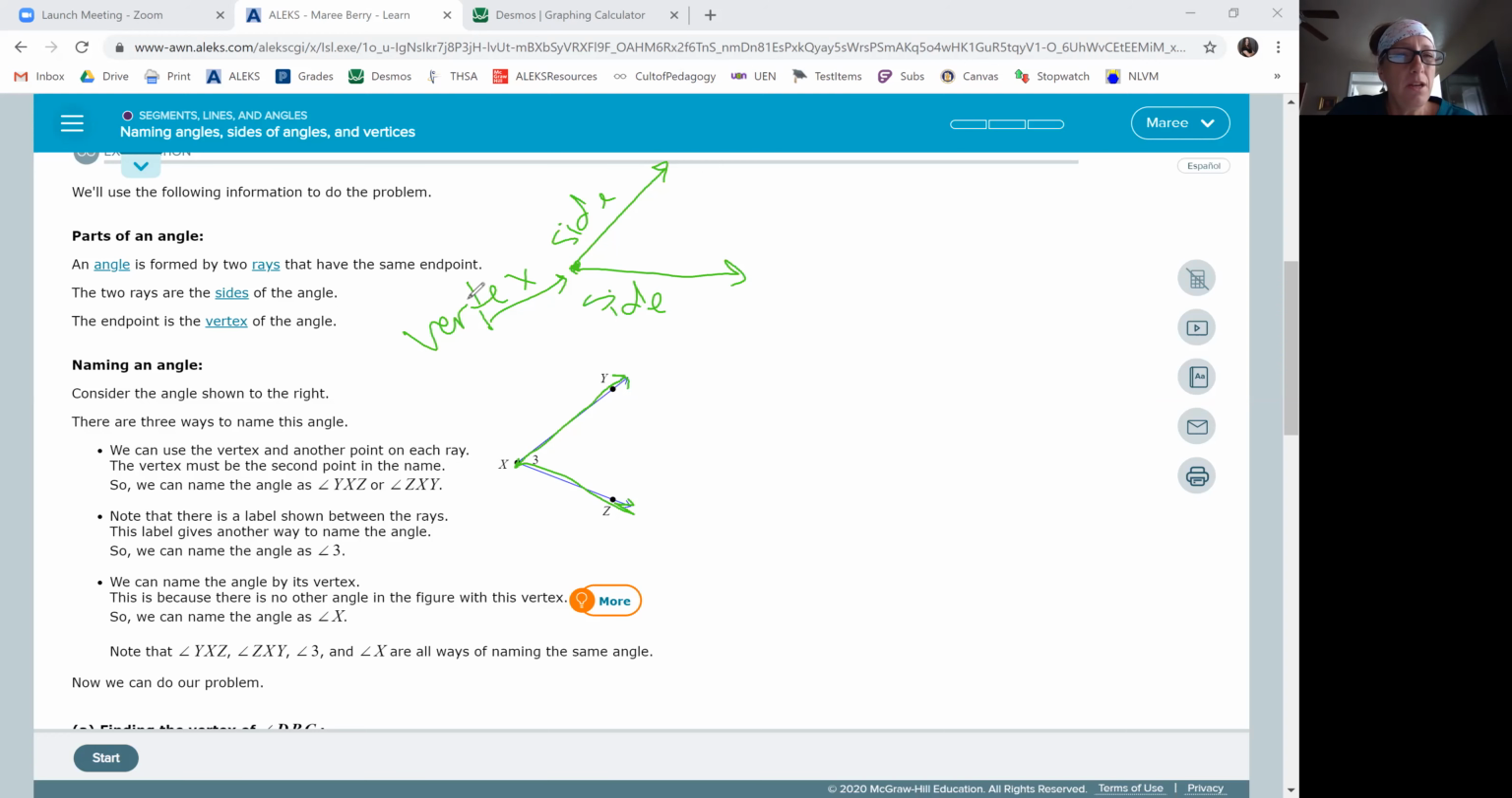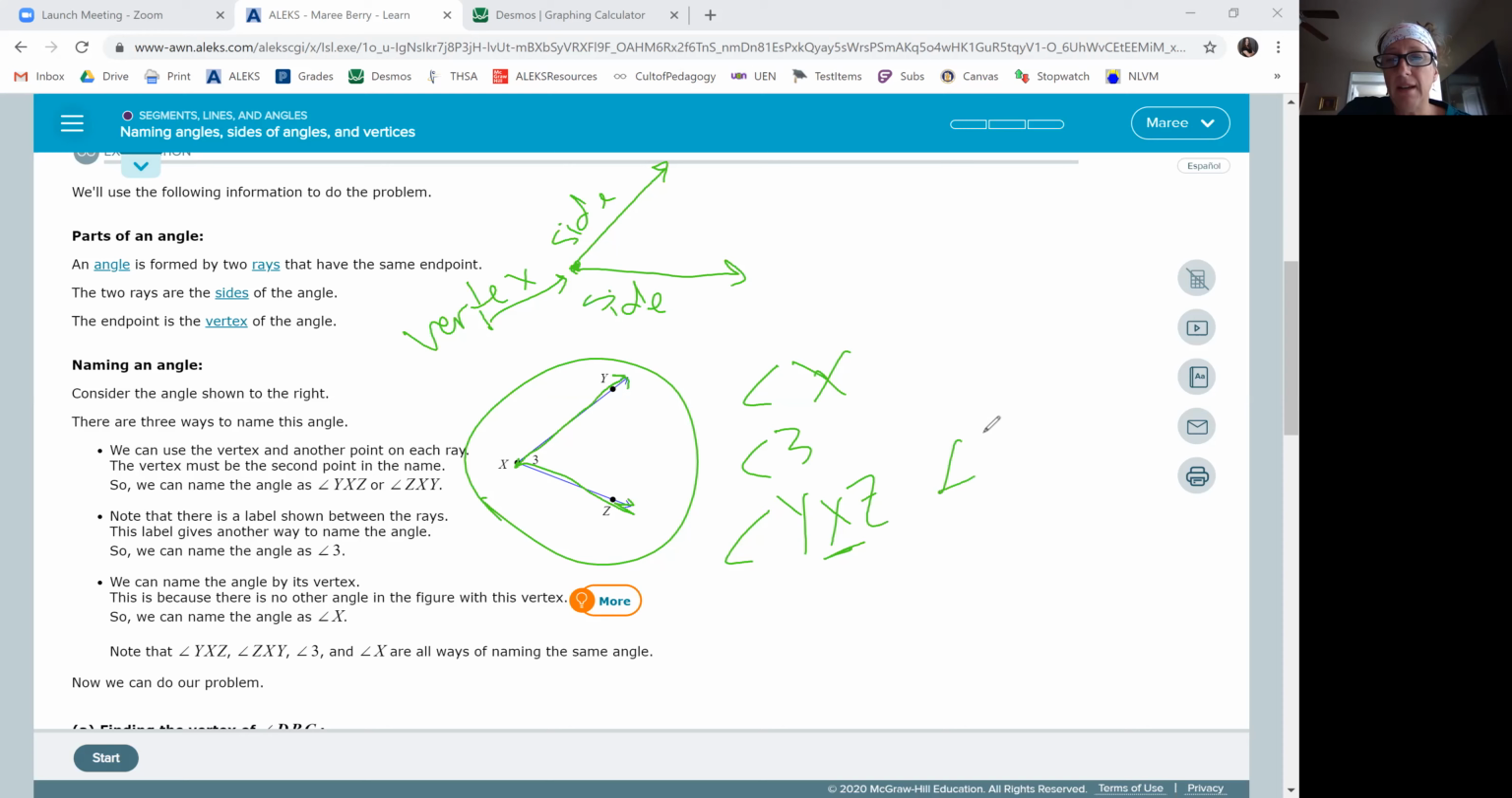So this is called the vertex of the angle. There are three different ways to name this particular angle. We could name it angle X, we could name it angle 3, or we could name it angle YXZ. You always have to have the vertex right in the middle. Actually this is the fourth way, you could name it angle ZXY. It doesn't matter what order you go in, either way. When you're naming the angle, it has to go in order and the vertex has to be in the middle.